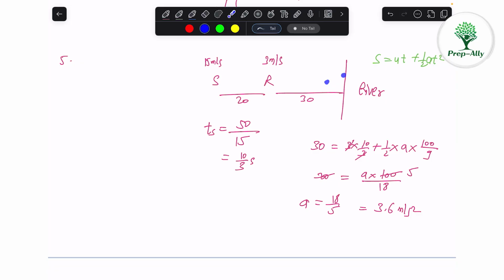So before 10 by 3 seconds itself, at 10 by 3 seconds the Ram will reach here, let us say in a hypothetical case, and Sham will reach here. So basically before 10 by 3 seconds itself, Ram is overtaking Sham. Sorry, the Sham is overtaking Ram. So he will catch them in that case if the acceleration is less than 3.6. The minimum acceleration should be 3.6 meter per second square, and that is option number C.